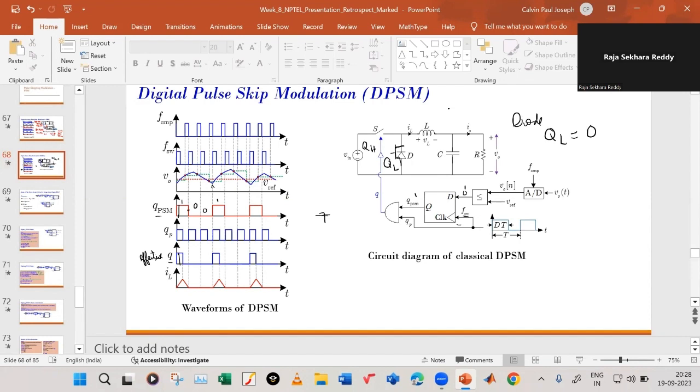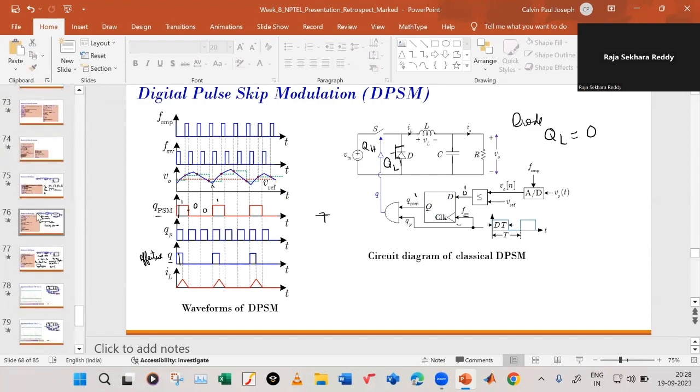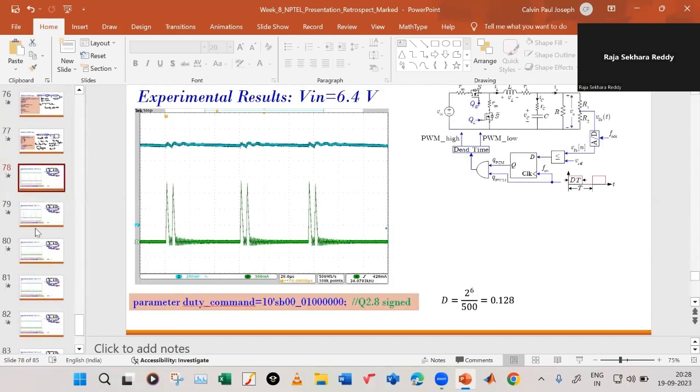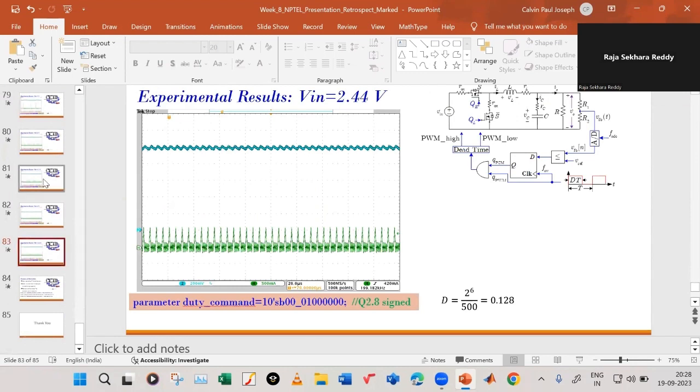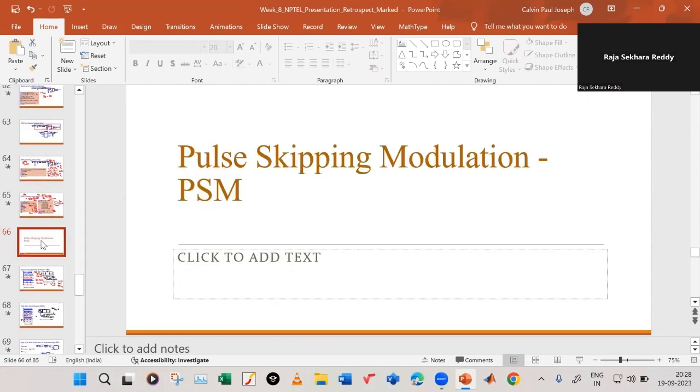Yeah, so this is the thing for pulse skipping modulation, and these are some hardware results, etc. shown. So I hope your doubts are cleared. At least you would have got a better understanding of the Verilog code. Actually, we spent a lot of time on the Q format, multiplication, etc. So that's why I couldn't spend much time on the Verilog code today.